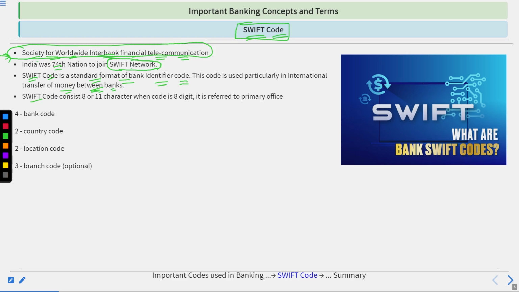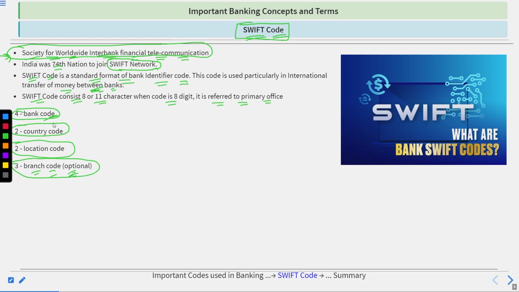Like SWIFT code consists of 8 or 11 characters. It depends. If the code is 8 digits, then it refers to the primary office of the bank. Like 4 is for the bank code, 2 for the country code in which the bank is situated. Again 2 is a location code, at which location in that country the bank has its office, and 3 is the branch code, optional.